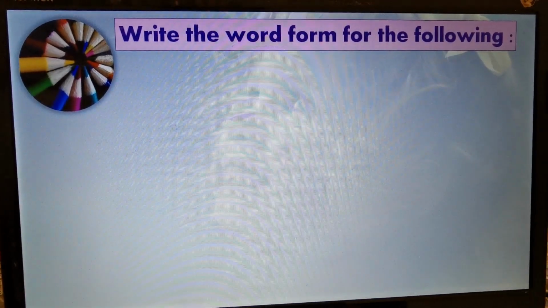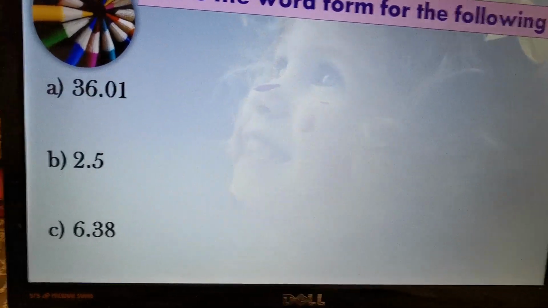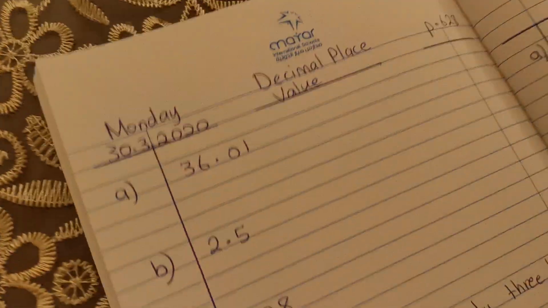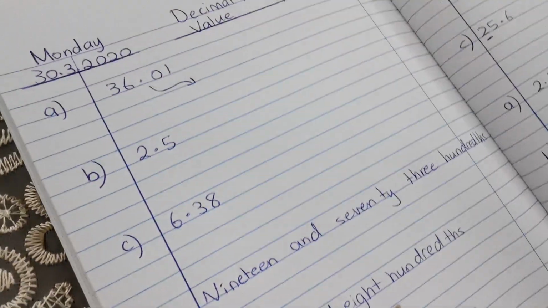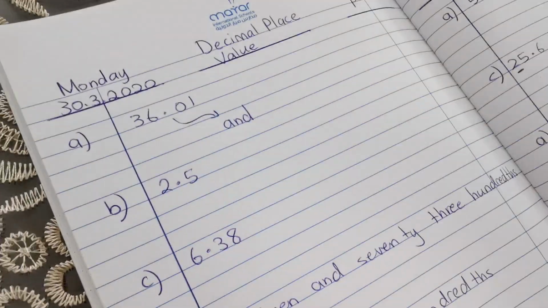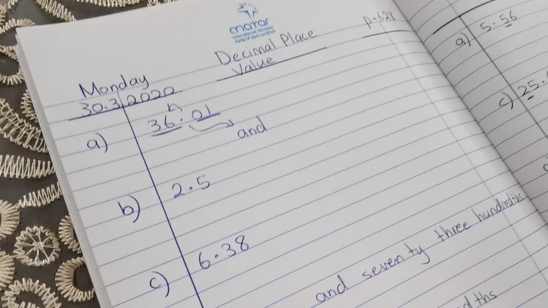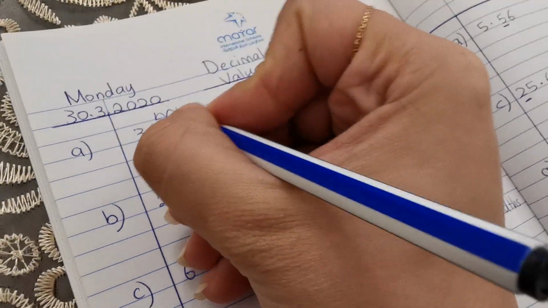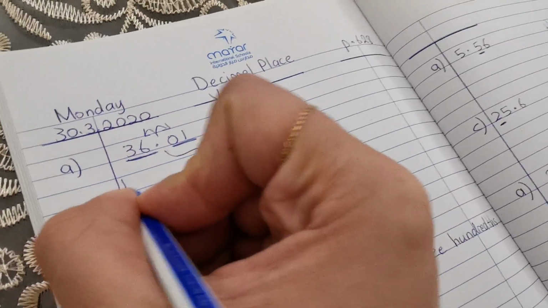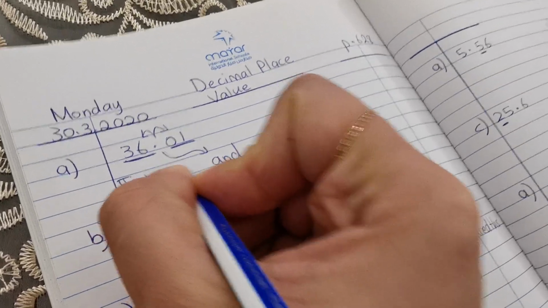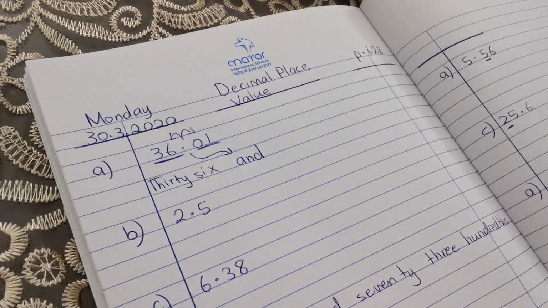Now, how do we write the word form for the following? 36.1. Let's see how we read it. We said instead of the decimal point we write "and" and we divide the number into two sections. The first one, to the left of the decimal point, is the whole. The second part, to the right of the decimal point, is the parts. So here, how do we read this part? We read it 36. It's a whole, nothing new. Instead of the decimal point, we write "and".